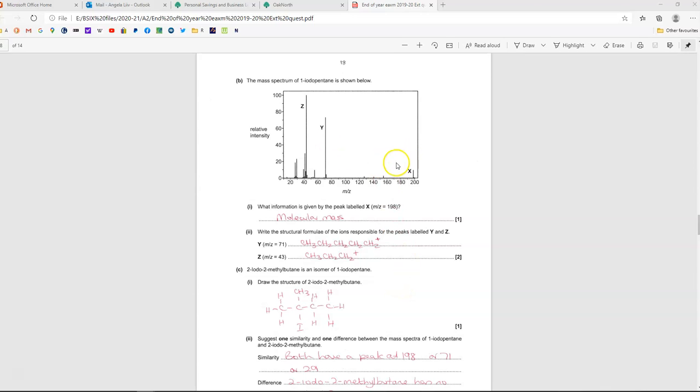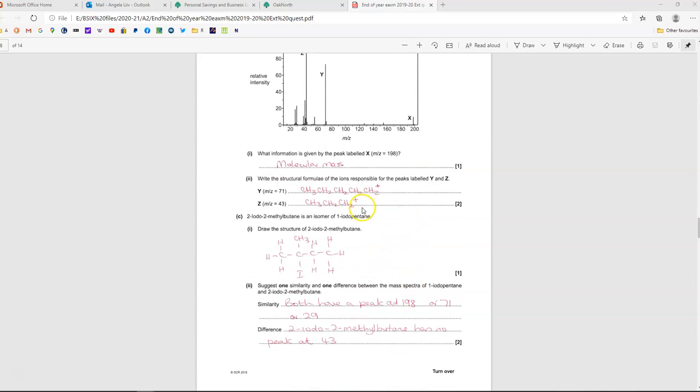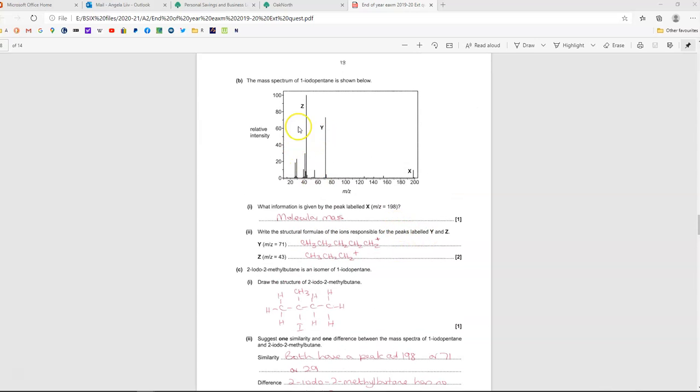Okay, mass spectrum. So the final peak here gives you the molecular mass of your original molecule. And then you're asked to write the structural formula for ions that were formed at Y and Z. Now, it's very important that you put the plus charge in. If you didn't, you don't get the mark, because they are molecular ions. They've lost an electron, don't forget. That's how mass spectrum works.